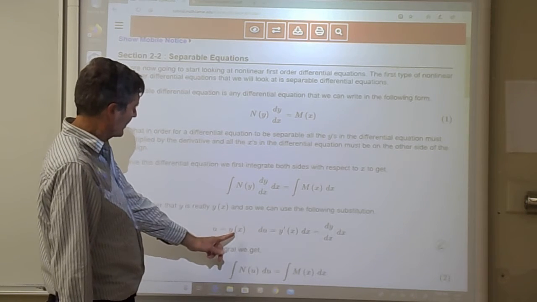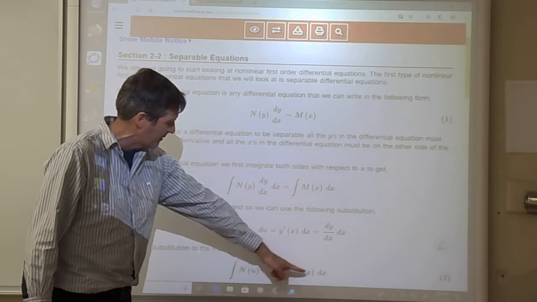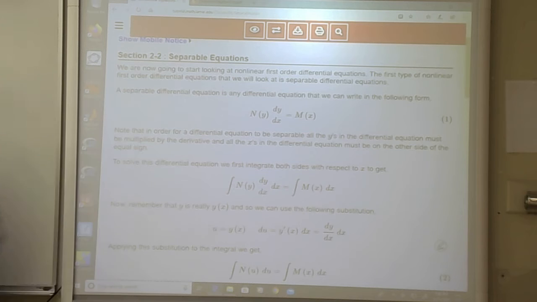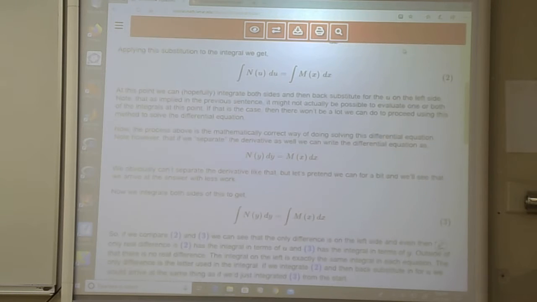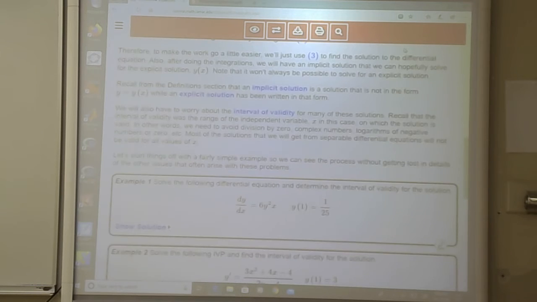Here it's written as the u substitution theorem. u equals y of x. Integral n of u du equals integral m of x dx. And by integrating, we then get all the solutions to the differential equation.